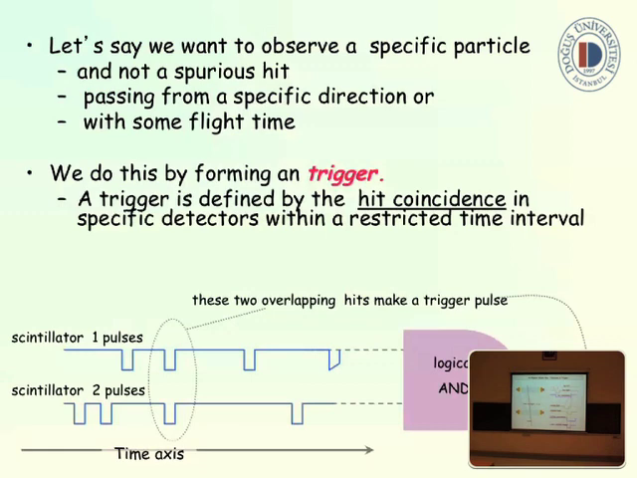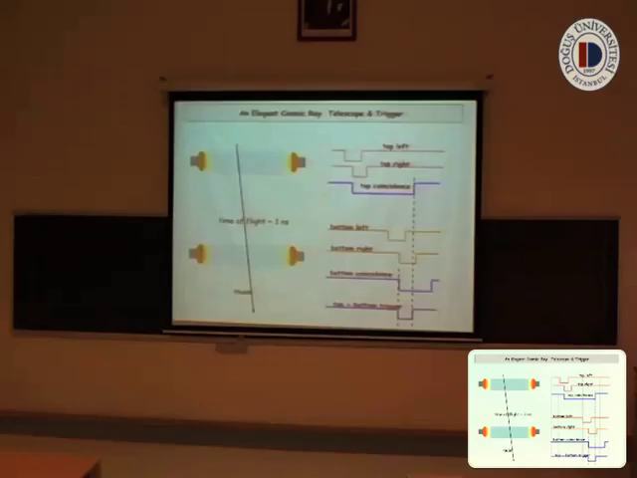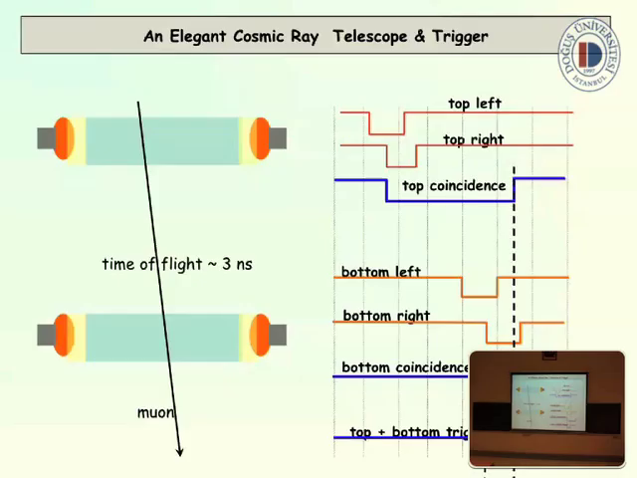So let me show you how we use this principle for a cosmic ray telescope, but it's not only the cosmic ray telescope, we also use it elsewhere. First of all, I explain the main principle, and then I will tell you where we use it. Here we have two scintillators: this is one scintillator, and this is the second scintillator. And we have a cosmic ray, a muon, for example, which passes through the two scintillators.